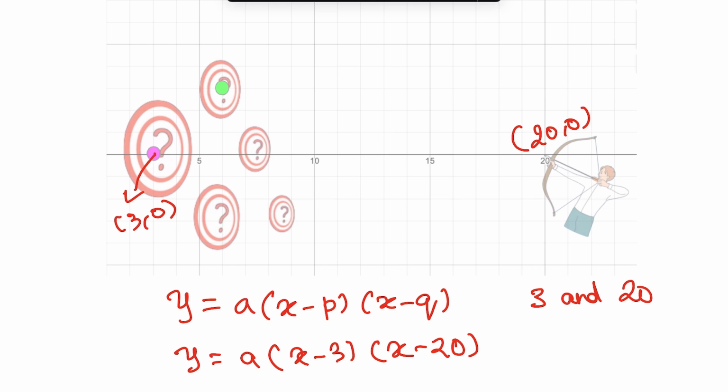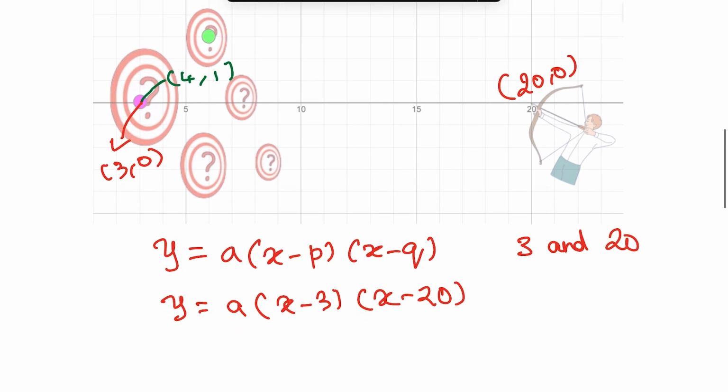So y equals a times (x minus 3) times (x minus 20). To find a, I need another point. I'm going to draw a small section of the parabola starting here and finishing here at (4, 1). As I mentioned in the previous video, your curve, your graph can be different from mine. That is okay. There are multiple possible correct solutions. You could also start from (20, 0) to draw a small section of the parabola and use that as your third point.